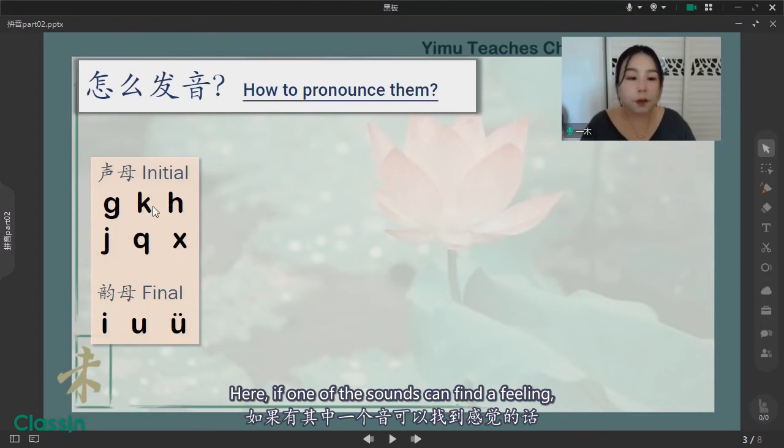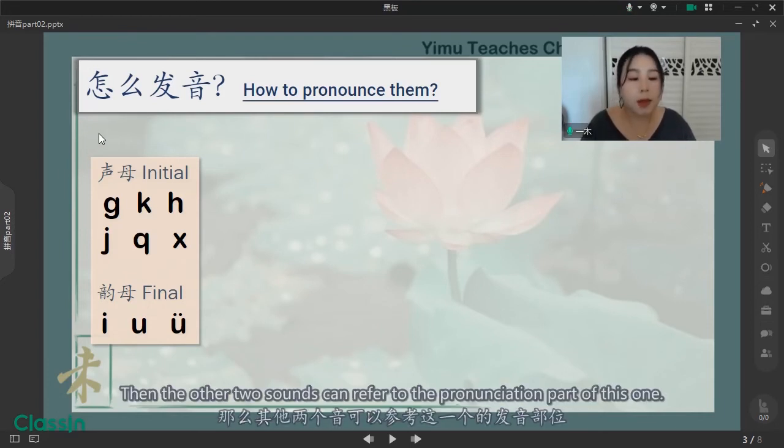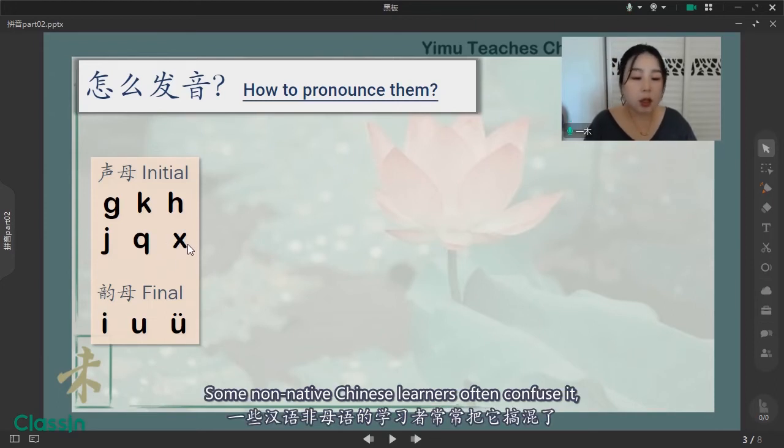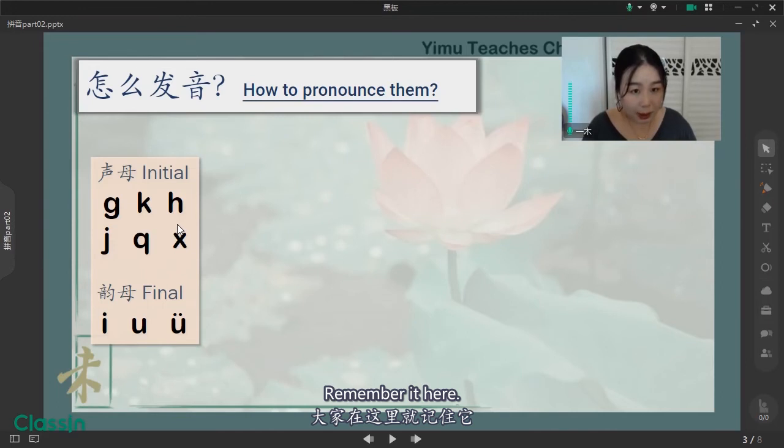Here, if one of these sounds can find a feeling, then the other 2 sounds can refer to the pronunciation part of this one. Pay attention to the pronunciation of xi here. Some non-native students often confuse it. Remember it here.